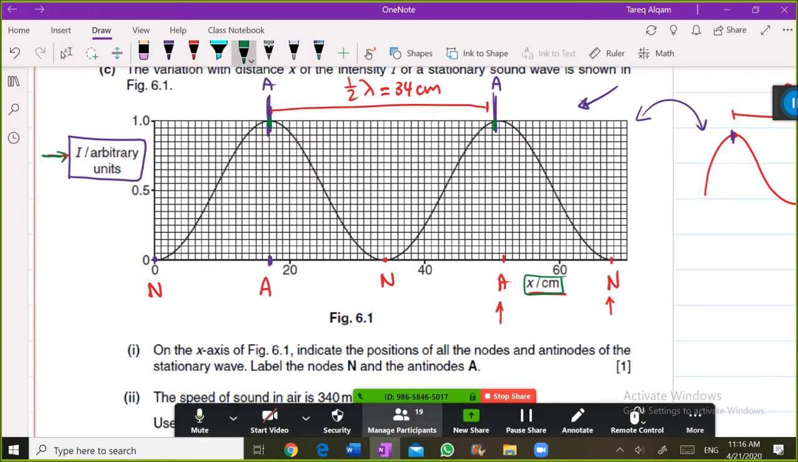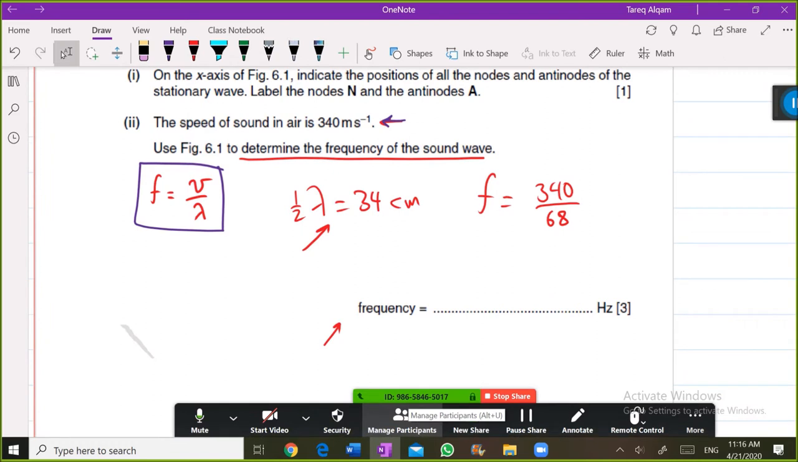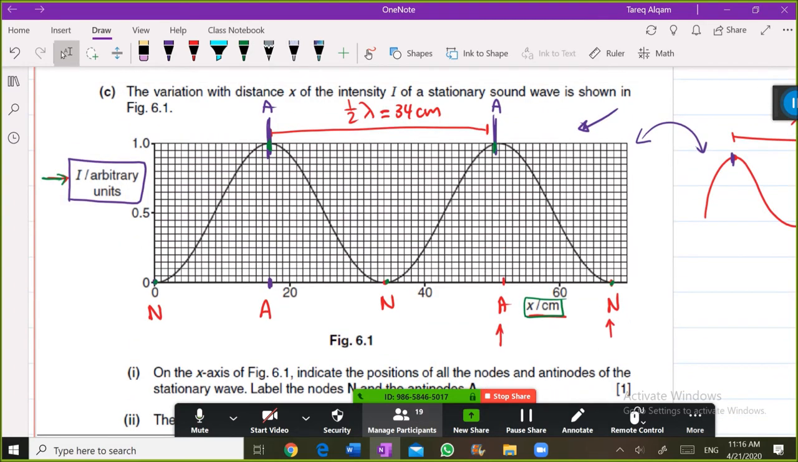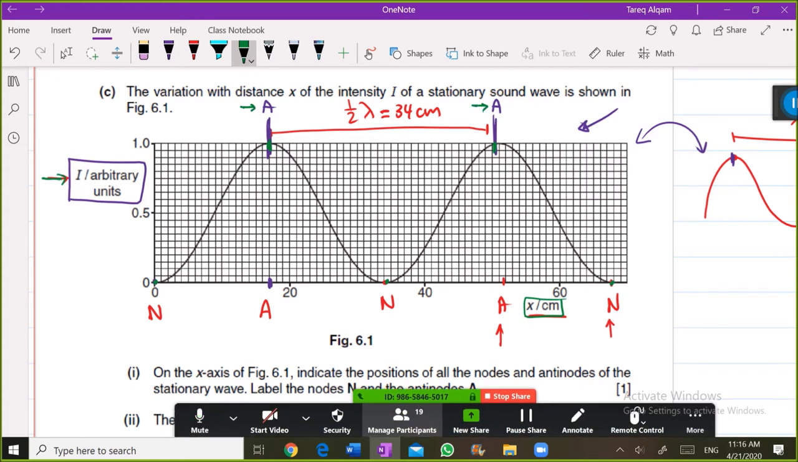These are antinodes where intensity is minimum. These are nodes and so on. We are asked to determine the frequency. It's easy. In order to determine the frequency, I have to determine the wavelength. If I consider the distance between two successive antinodes, this distance is half wavelength.